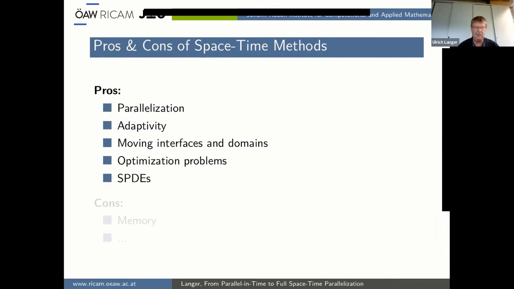Optimization problems, we have a KKT system, forward in time, backward in time. So this is a good application example. SPDEs are possible, are interesting. Data simulation is interesting. Of course, there are many cons. One con is memory. In time integration, time marching, we generate the matrices in space and then forget, generate the new one and then forget. So here you need to have the whole thing all together.